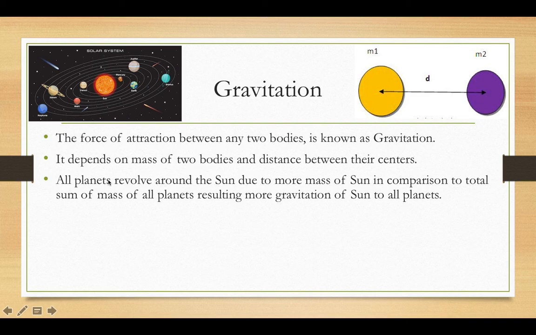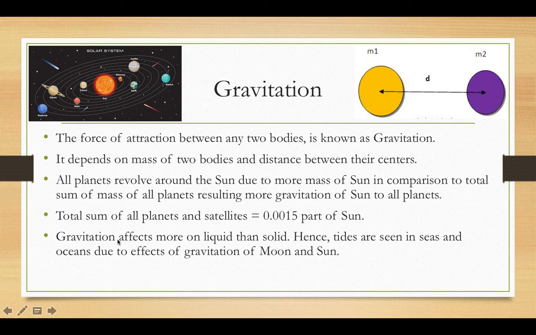And this is the reason all planets, you can see here, all planets revolve around the sun. What is the reason? Because sun has really a bigger mass in comparison to total sum of mass of all planets. That is why all the planets revolve around the sun. So it is seen that the total sum of all planets and satellites is equivalent to 0.0015 part of sun. That means sun is really a huge heavenly body. And gravitation affects more on liquid than solid. And that is the reason that tides are seen in seas and ocean due to effects of gravitation of moon and sun.